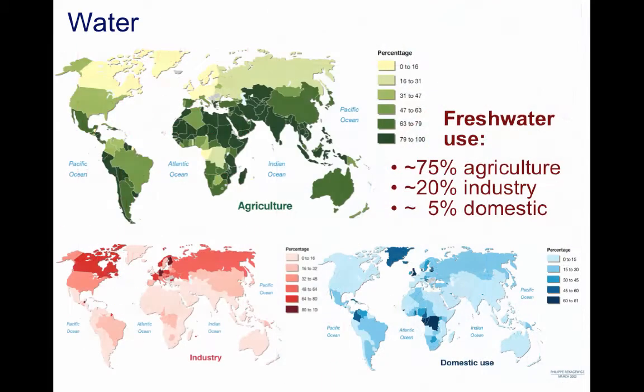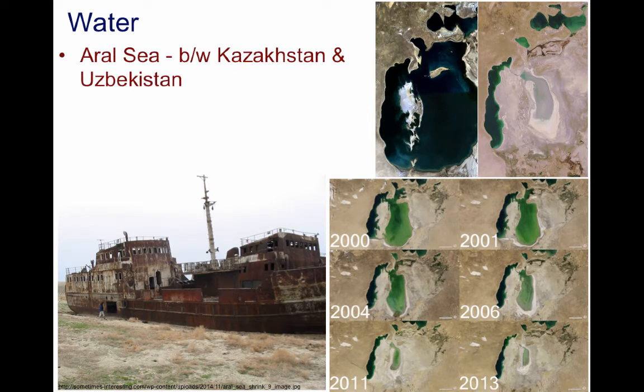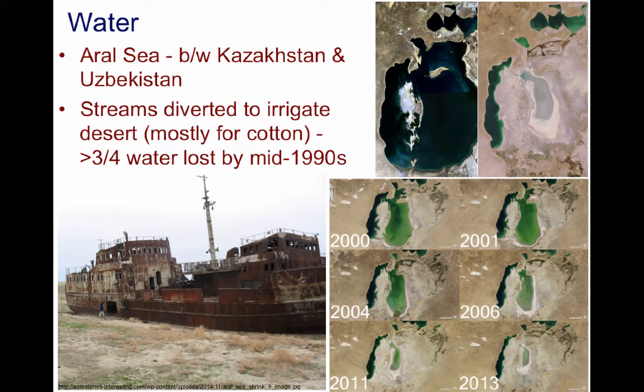Now, worldwide, about 70% of all the world's water supply is used in agriculture, and another 20% is used for industries. And one of the great ecological disasters of the 20th century occurred in Kazakhstan and Uzbekistan, whose common boundary runs through the Aral Sea. Streams that fed this large body of water were diverted to irrigate the surrounding desert, mainly for commercial cotton production.